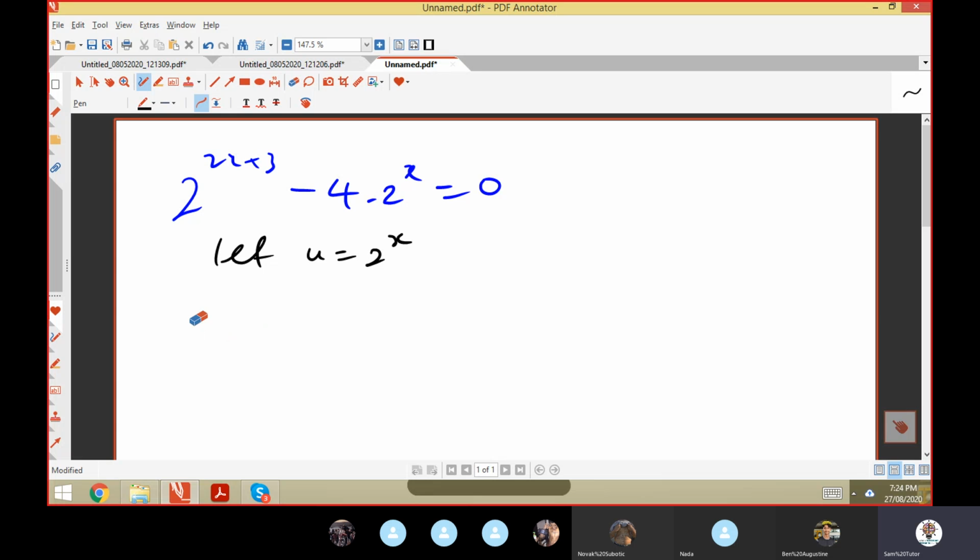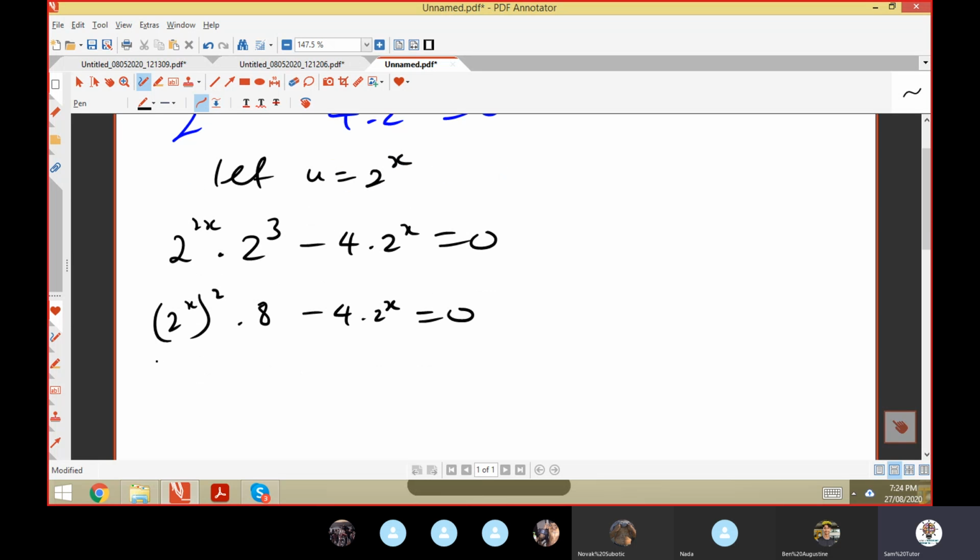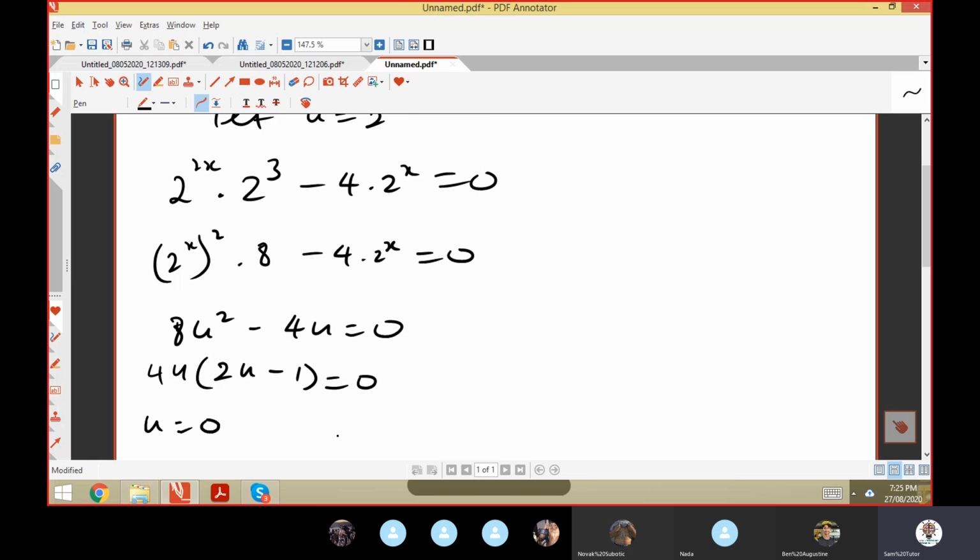Hold on, let me just make it slower, because I don't know if you guys will see it. It's 2 to the 2x times 2 to the 3 minus 4 times 2 to the x. Then 2 to the 2x is 2 to the x squared times 8 minus 4 times 2 to the x. Then you let u equal 2 to the x, so that becomes 8u squared minus 4u. Factorize your u out, and maybe factorize your 4 out. We get 2u minus 1. And then you'll get u equals 0 or u equals a half.